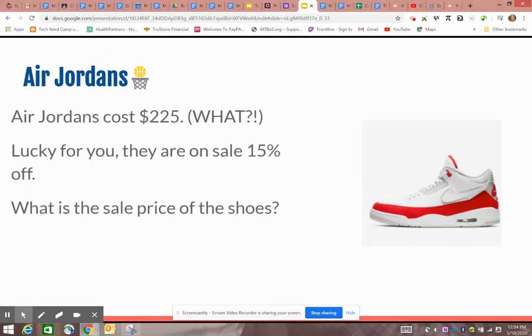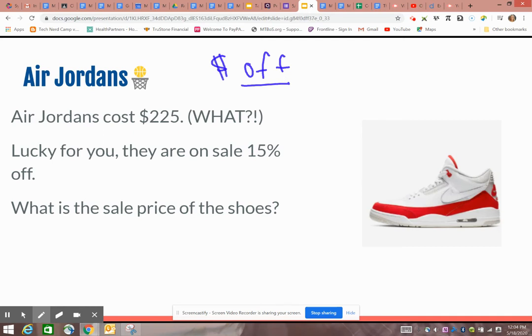Air Jordans, look at these fancies, $225. Thank goodness they're on sale for 15% off. So with discount, what's nice about discount, everybody loves to get money off. A discount means this amount of money that's going to come off the original. So discount means how much money is coming off.